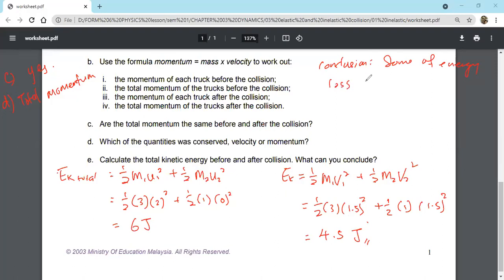The sum of the energy is lost. So total kinetic energy is not conserved. If not conserved, it is the collision, that means that this is an inelastic collision.